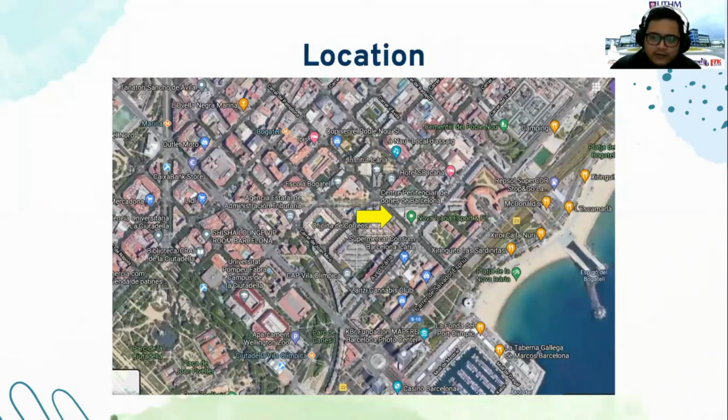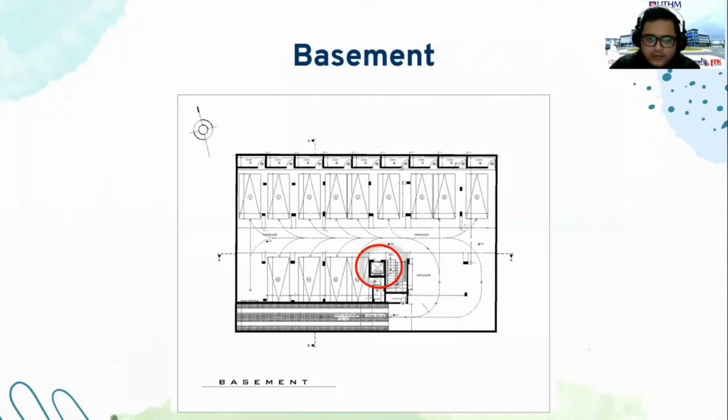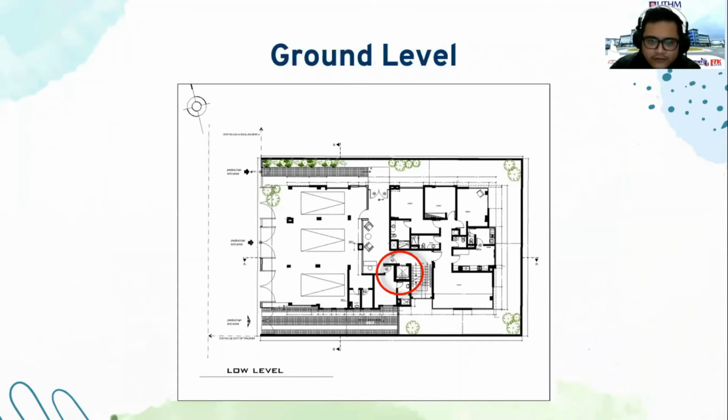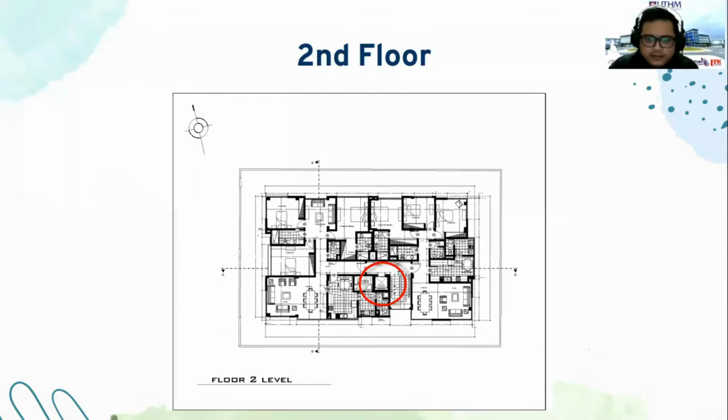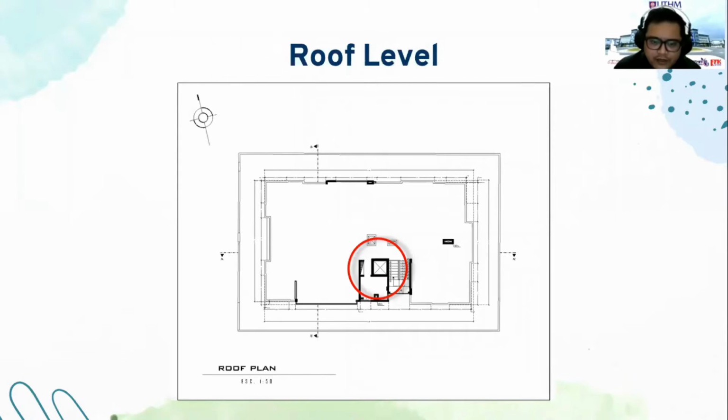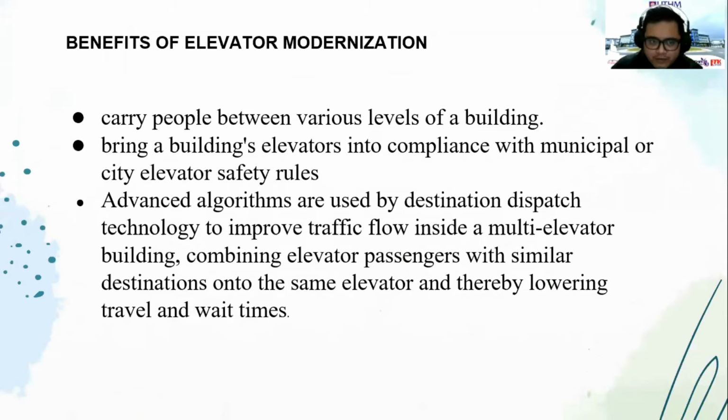And next is the plan layout for the building, which consists of basement, then a ground level. Next is the first floor level, the second floor level, and lastly the roof level. In this plan layout you can see there is a red mark, which shows the location of our lift.